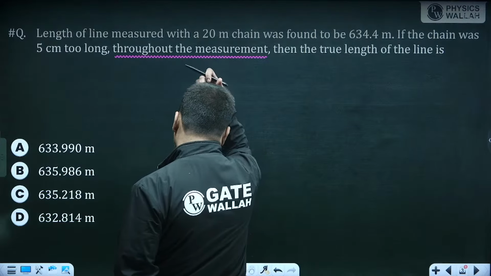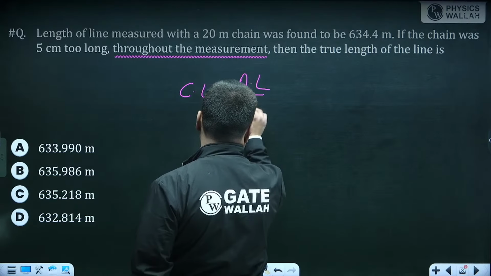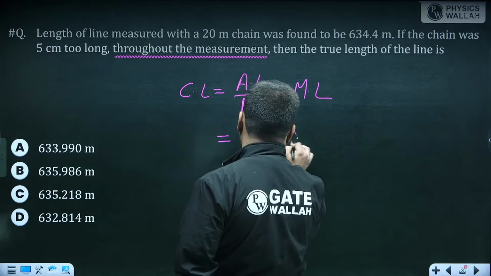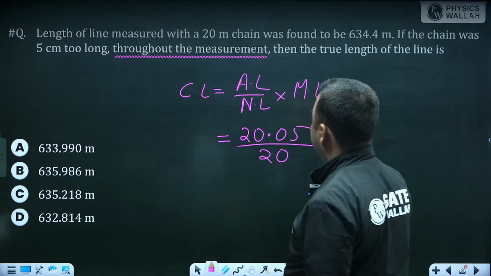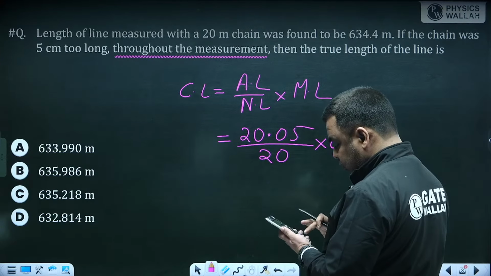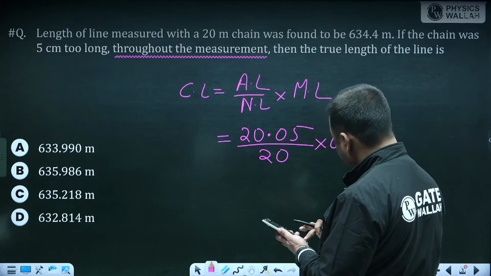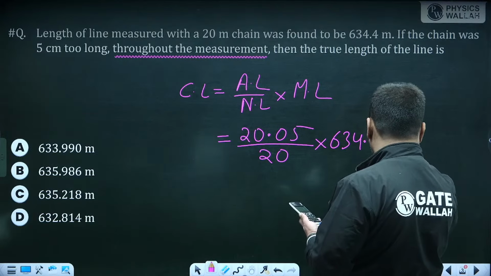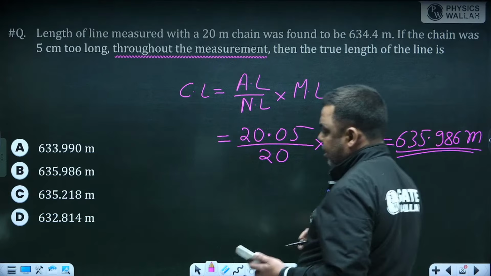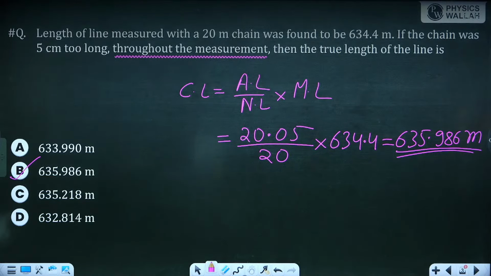So the length of the tape will be the formula used over here. Correct length is equal to actual length by nominal length into measured length. Actual length will be 20.05 divided by 20 into measured length, which is 634.4. So 20.05 divided by 20 into 634.4 gives 635.986 meters. This is our answer. Answer is option B. Yes, very good, guys. Good going.